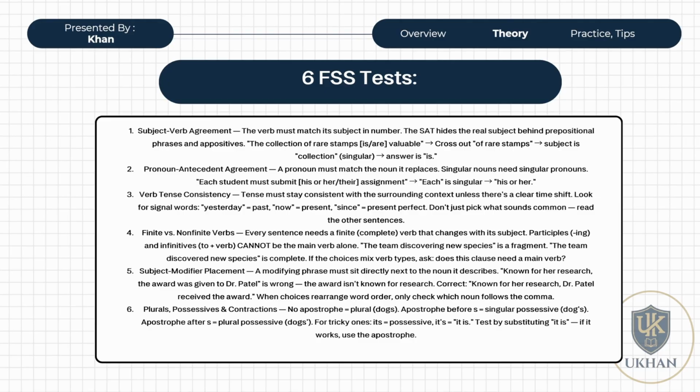We did cover this already, but the rule is quite simple. A singular subject takes a singular verb. So, for example, the collection of rare stamps is valuable, not are valuable. The subject is collection, which is singular, and not stamps, right? So that's exactly how the SAT tricks you. They hide the real subject behind prepositional phrases and appositives. Of rare stamps is just a prepositional phrase sitting between the subject and the verb.